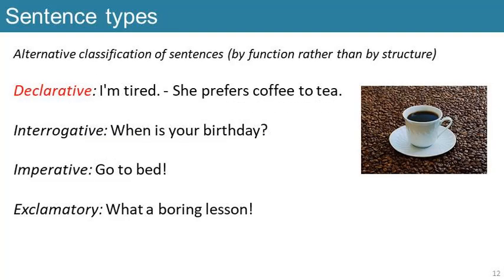As an aside, note that sentences can also be categorized according to their functions: declarative, interrogative, imperative, exclamatory. All these sentence structures exemplified in this analysis will be declaratives, by far the most common sentence type. Declaratives are sentences that make statements such as "I'm tired" or "she prefers coffee to tea."